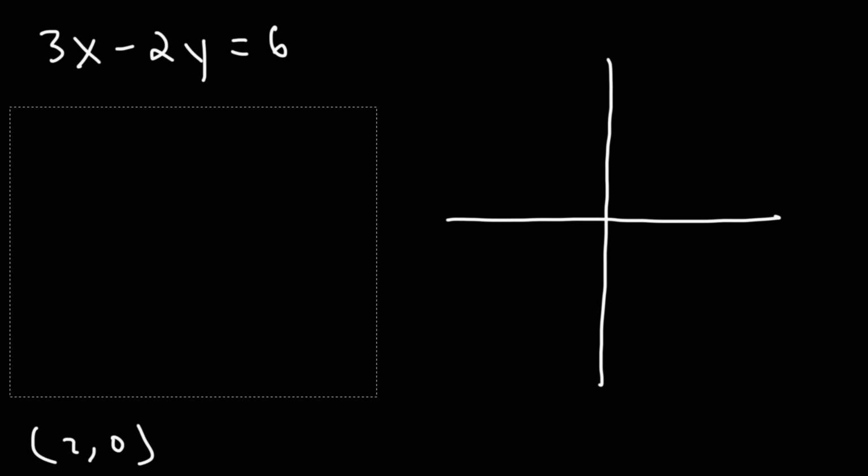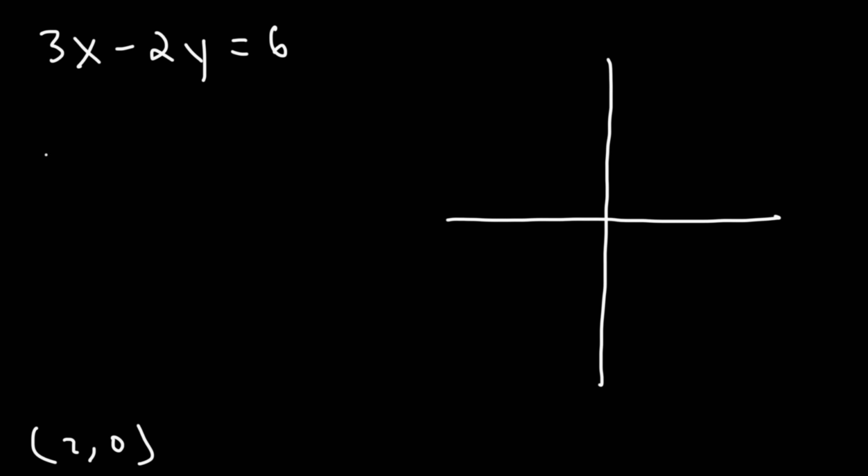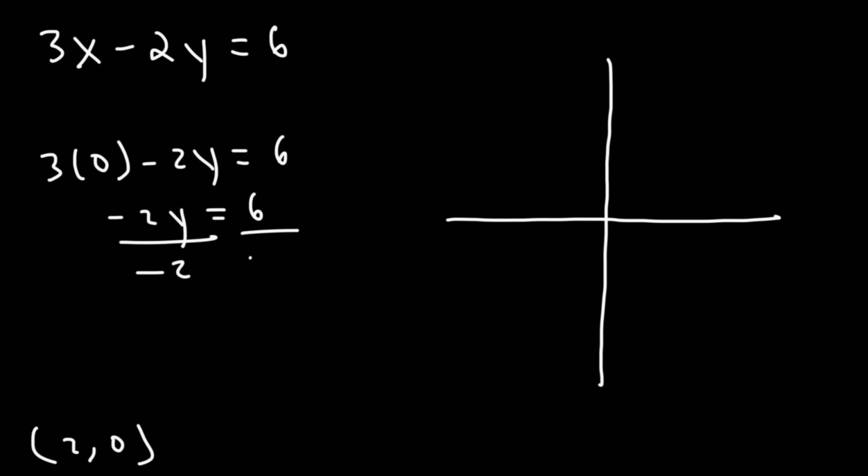Now let's find the y-intercept. To find the y-intercept, replace x with 0. 3 times 0 is 0, so we're just going to get negative 2y is equal to 6. Dividing both sides by negative 2, we get that y is 6 divided by negative 2, which is negative 3. So the y-intercept is going to be 0, negative 3.